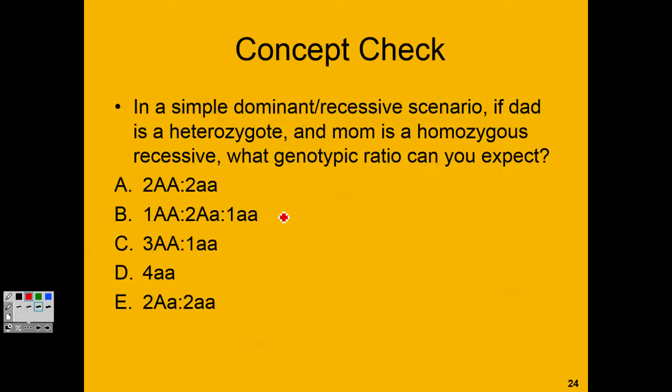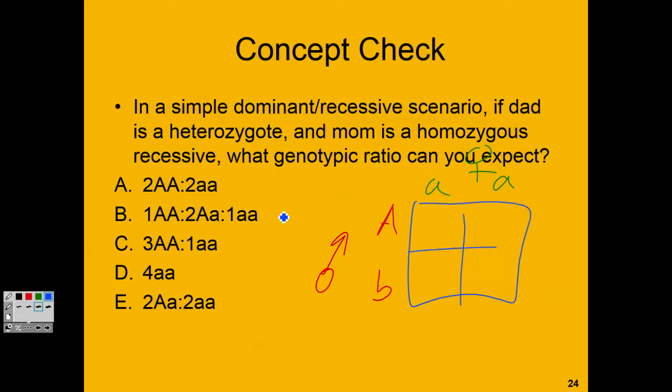So, if you perform a cross and dad is a heterozygote and mom is a homozygote, what genotypic ratio can you expect, particularly if mom is homozygous recessive? And this is a monohybrid cross. So dad is a heterozygote for the trait. Dad can contribute a dominant or a recessive allele. Mom is a homozygous recessive. She can contribute a recessive or a recessive. What would the genotypic ratio be?